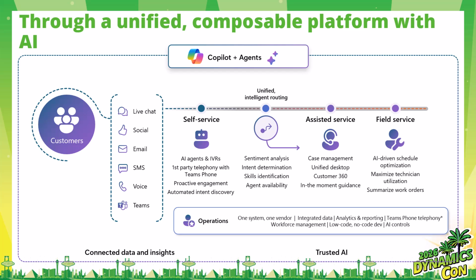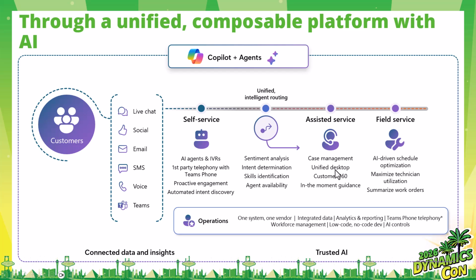And so what does Dynamics offer? It's a unified, composable platform with AI built in. So your customers can raise their hand across a myriad of channels. We showed live chat, we showed email, we showed SMS, we showed voice. You can provide self-service via Copilot Studio agents over the phone, over chat, even doing proactive outbound. You can route those calls based on sentiment, intent, skills, and agent availability.